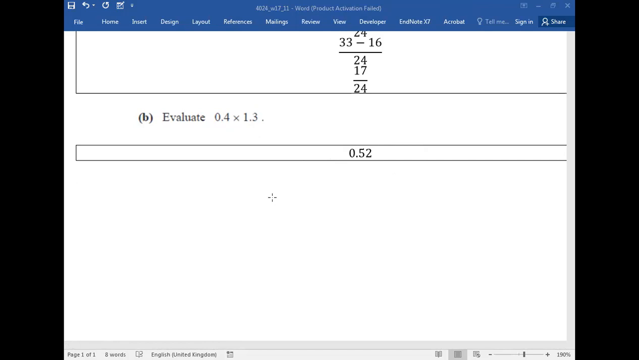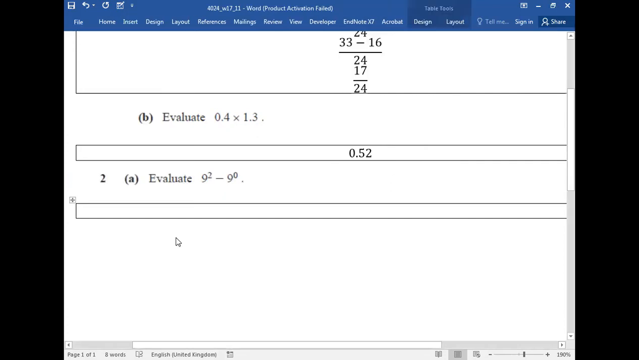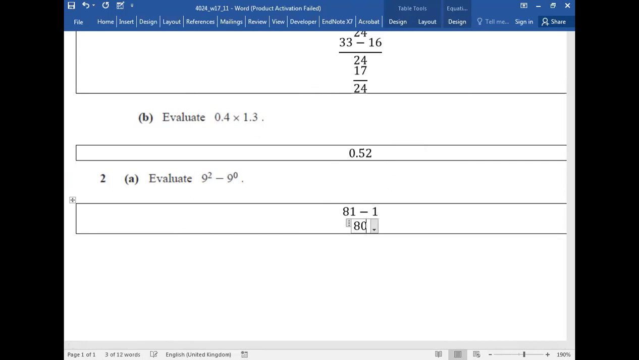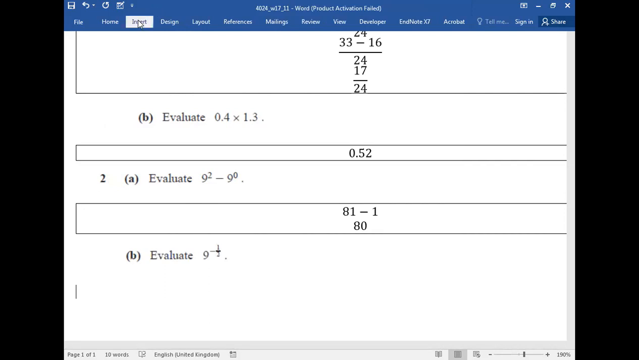Similarly, this one. Yes, what is 9 square? 81 minus what is 9 to the power 0? 1. Anything to the power 0 is 1. So 81 minus 1 is 80. So what about this one?